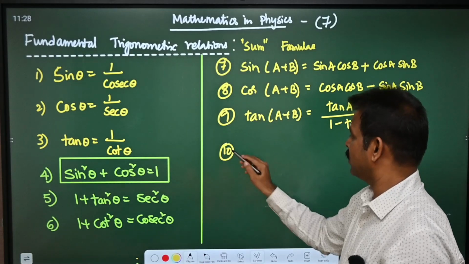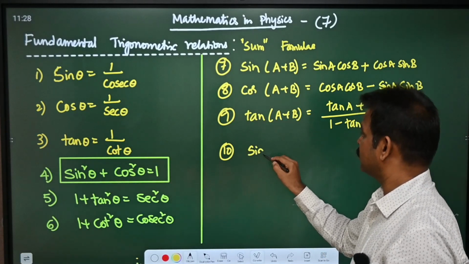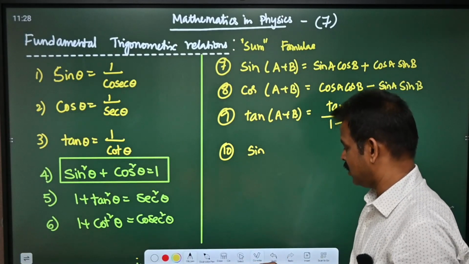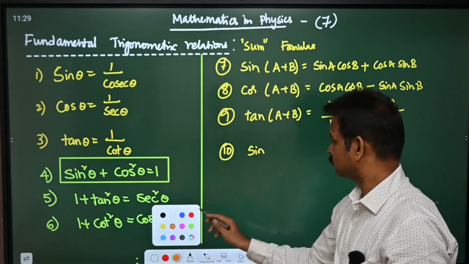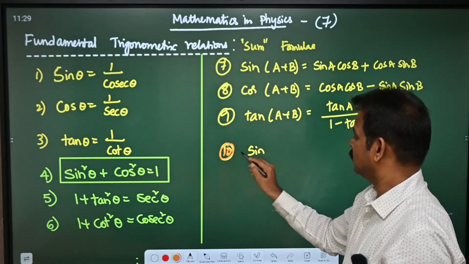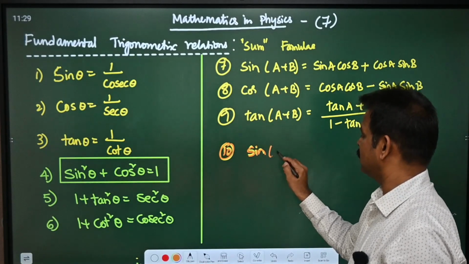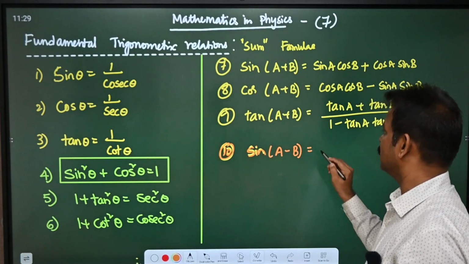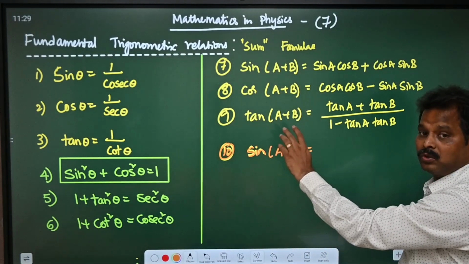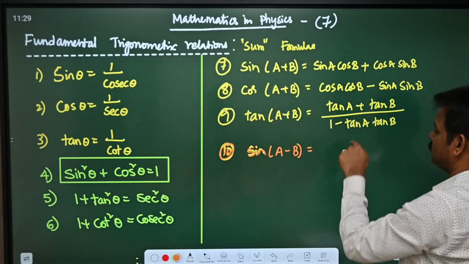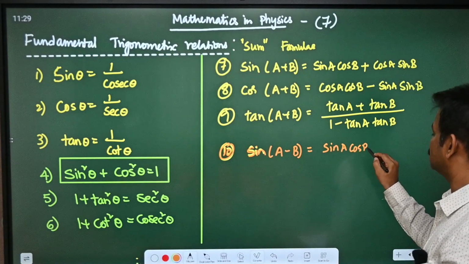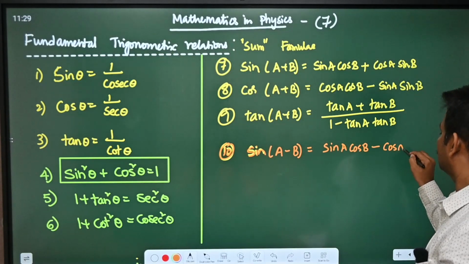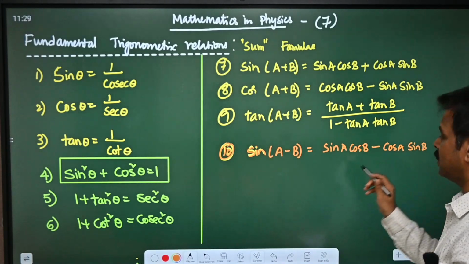Similarly, now I am going to write difference formulas. 10th one, difference formula, sin of a minus b. This and this both are similar to each other, but instead of plus you will get minus here. So you will get sin a cos b minus cos a sin b.